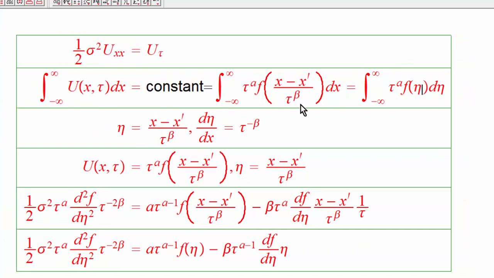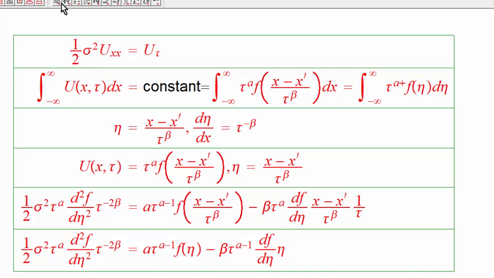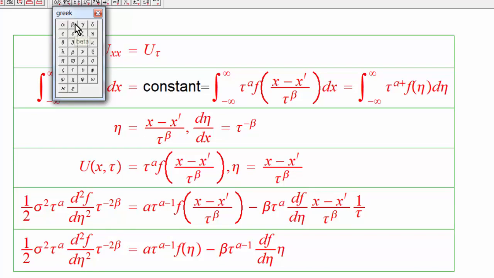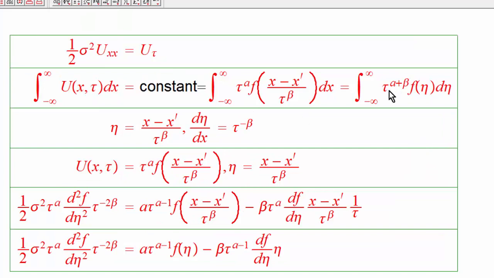I'm doing my substitution, just a plain vanilla substitution. Since I've got tau, like tau's a common base, I'm just going to bring those pieces together. This has to be a constant for all time, so it doesn't matter what tau I put in here. As tau goes to infinity, this still has to equal a constant. So there can't be any taus in here.